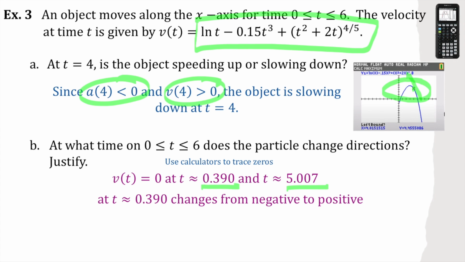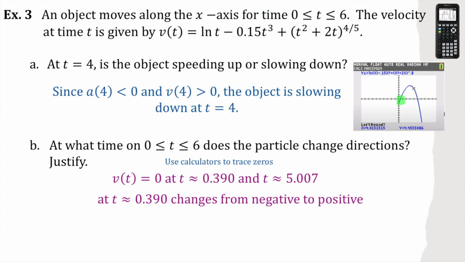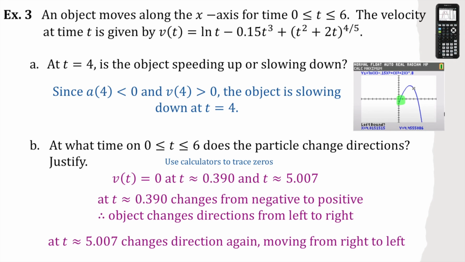Now you always have to justify it. So at 0.390, velocity changes from negative to positive. That's right here. The graph goes from below the x-axis to above the x-axis. Or you could say the object changes directions from left to right. At 5, it goes from above the x-axis to below the x-axis. So then it's moving from right to left.